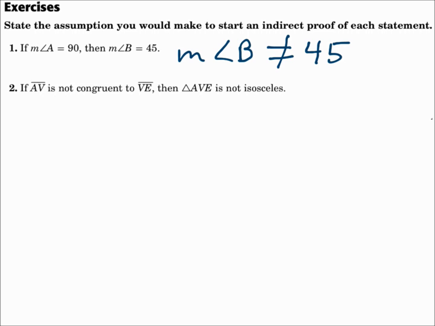If we were to continue this proof, we would show how that leads to a contradiction. And since it would lead to a contradiction, then the assumption would be false, so the original statement would be true.